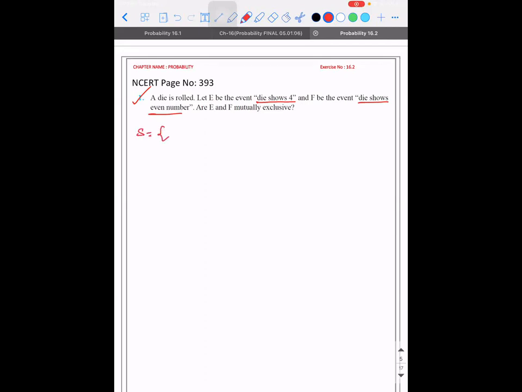Die is rolled. Sample space is 1, 2, 3, 4, 5, and 6. Event E is what? Die shows 4. It is only 4. Event F is shows an even number: 2, 4, 6. E intersection F is not equal to the null set. So it's not mutually exclusive. Right?